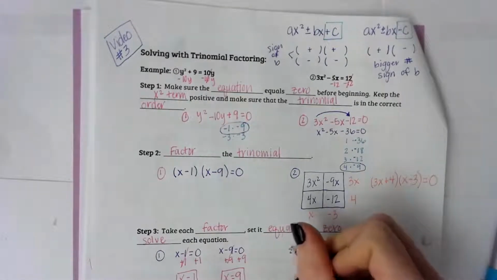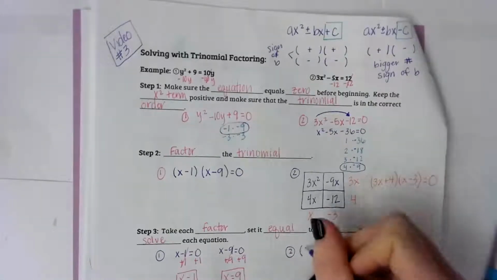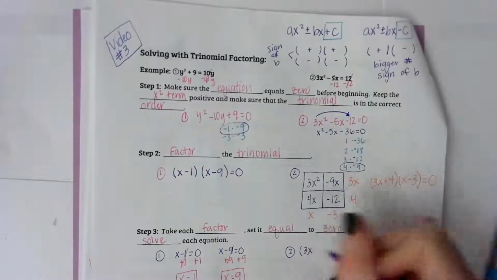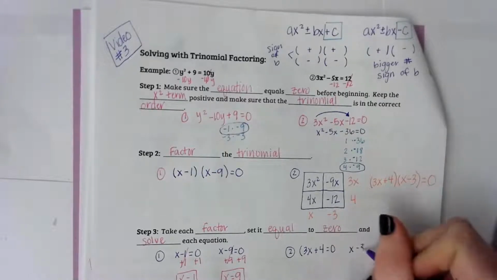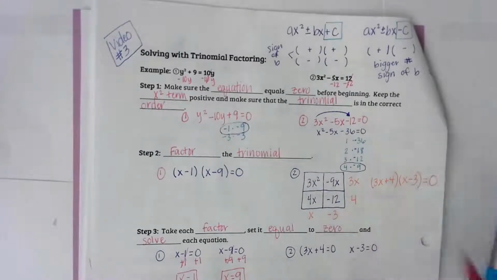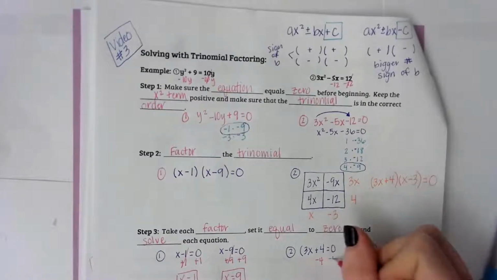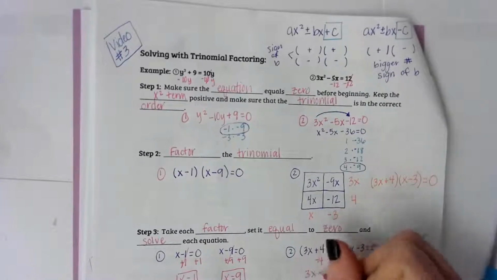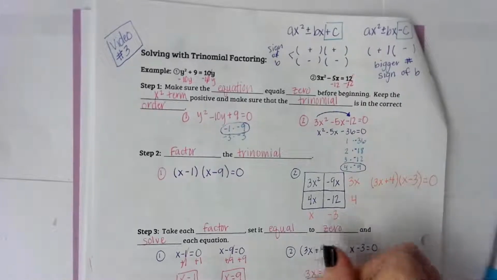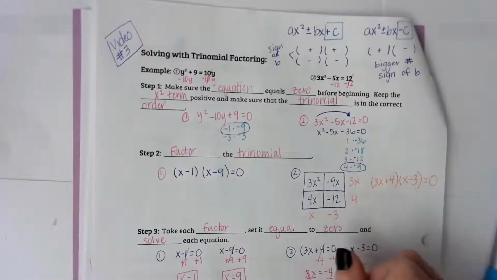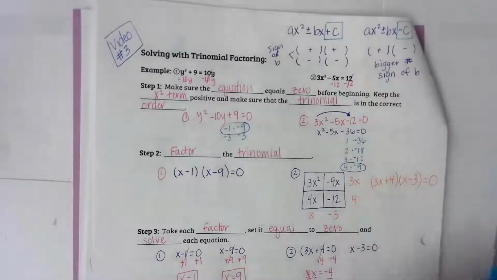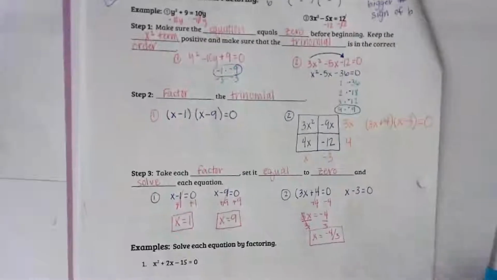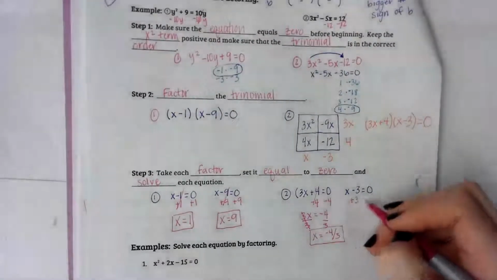Now for number 2, got 3x plus 4 equals 0, and x minus 3 equals 0. So subtract the 4, 3x equals negative 4, divide by 3. I would leave it as a fraction like that unless IXL tells you otherwise. Add 3.